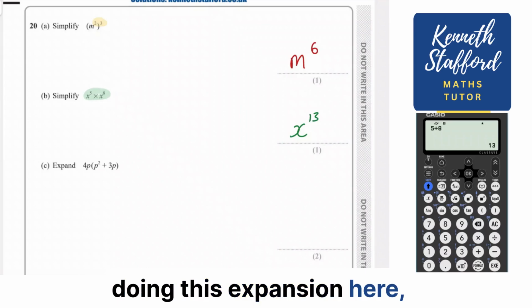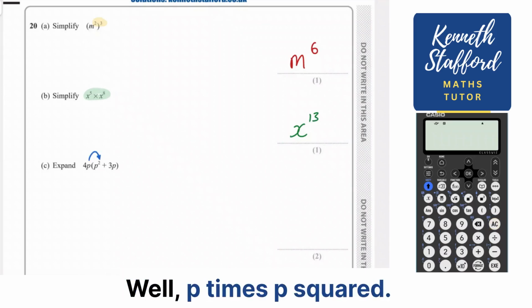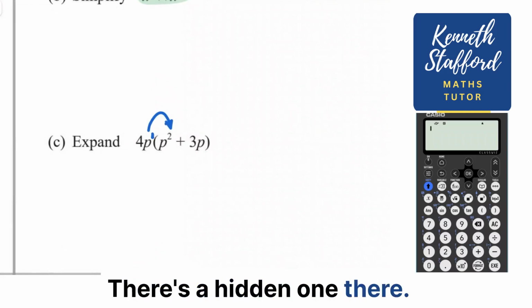And then doing this expansion here, 4p times p squared. Well, p times p squared, let's zoom in on this. Again, we're adding the powers. There's a hidden 1 there.